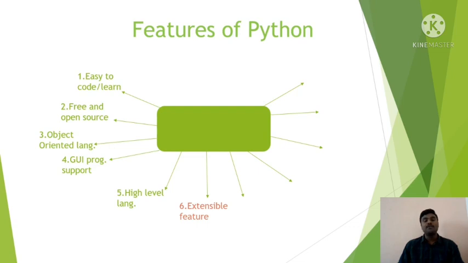The sixth feature of Python is the extensible feature. In the extensible feature, we can write some Python code in C, C++ language, and also compile that code in C or C++ language. We can code in Python itself, take it to C or C++, and execute or compile it there. That makes it extensible. You can extend your Python programming a little. This is the extensible feature which is provided in Python.